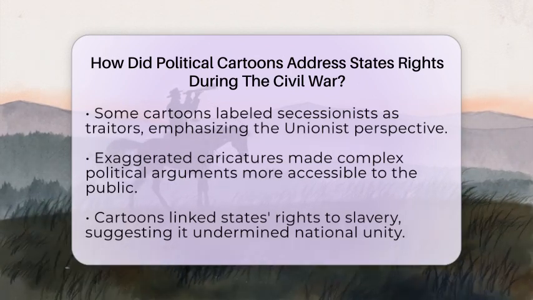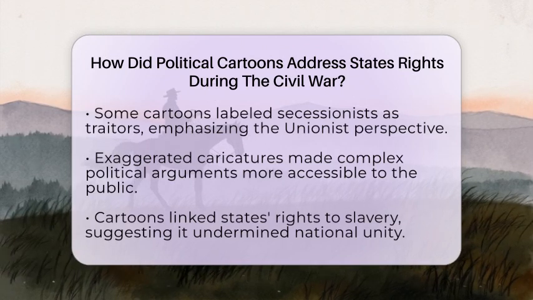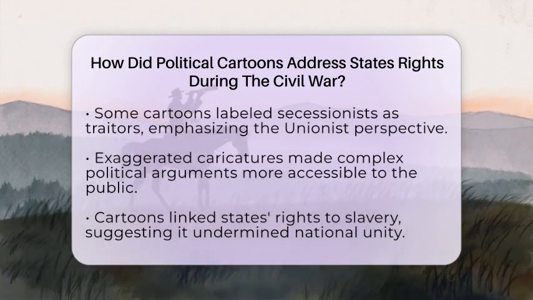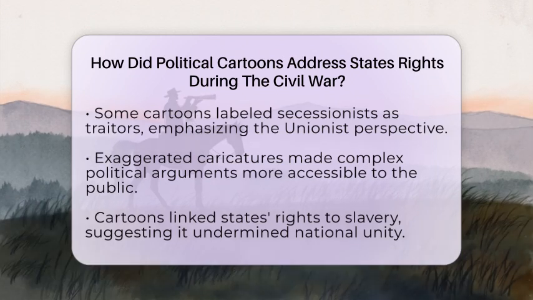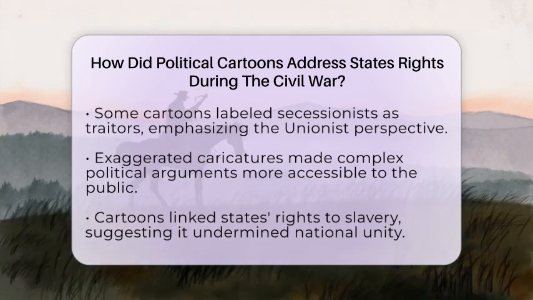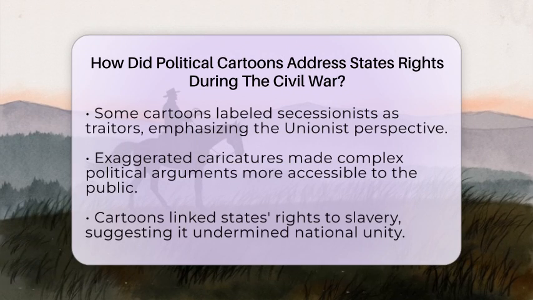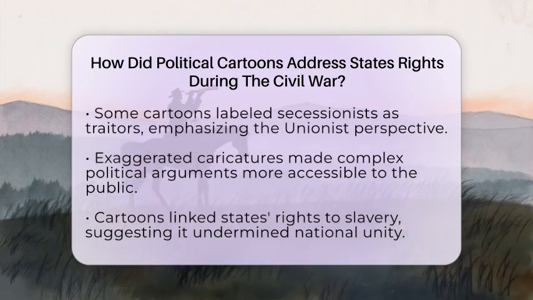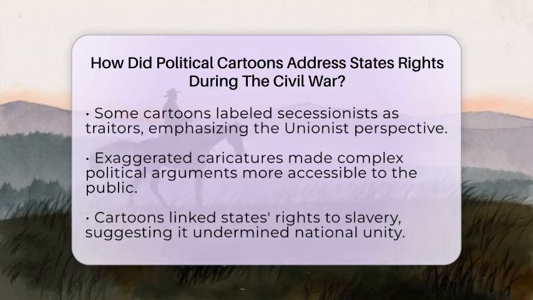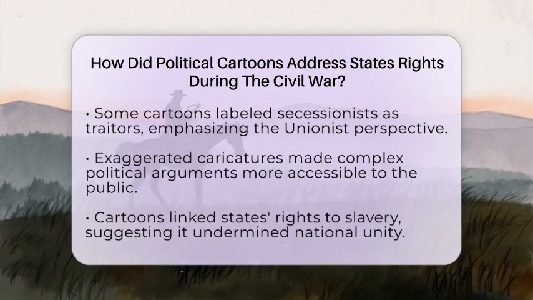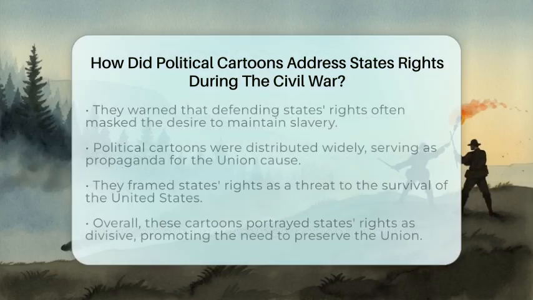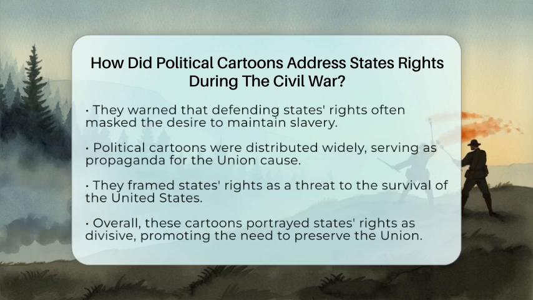Additionally, these cartoons linked states' rights to other pressing issues like slavery and abolition. Many warned that defending states' rights was often a cover for maintaining slavery and undermining national unity. This connection reinforced the message that the federal government needed to assert its authority to end slavery and preserve the nation. Political cartoons were widely distributed in newspapers, taverns, and public spaces.